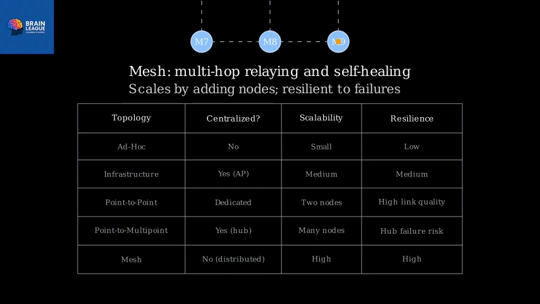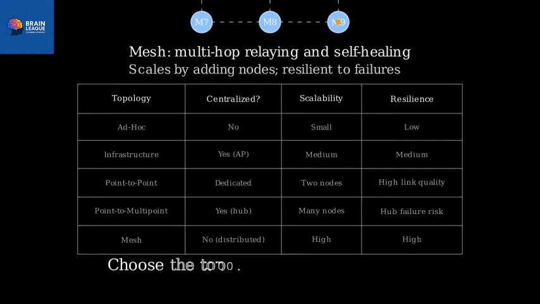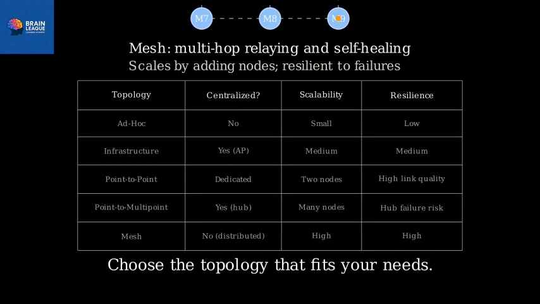Point-to-multipoint is centralized at a hub with many nodes, but a single hub can be a point of failure. Mesh is distributed, scales well, and is highly resilient thanks to self-healing. Which topology should you choose? It depends on range, number of nodes, mobility, resilience, and whether you need a wired backbone.